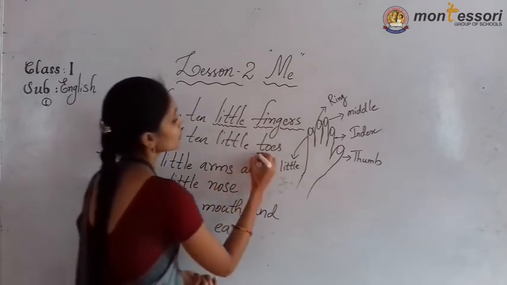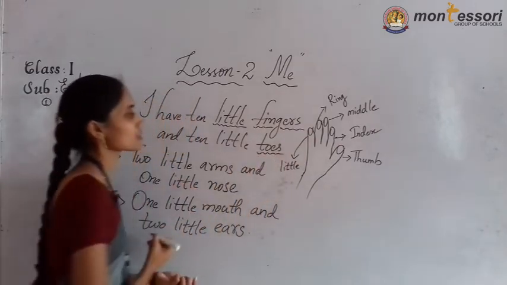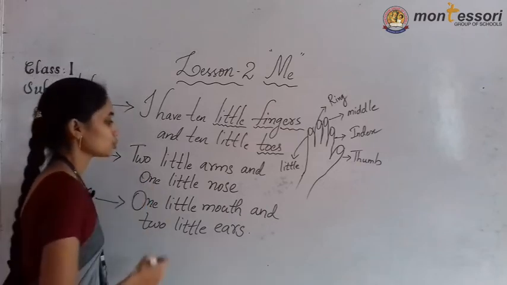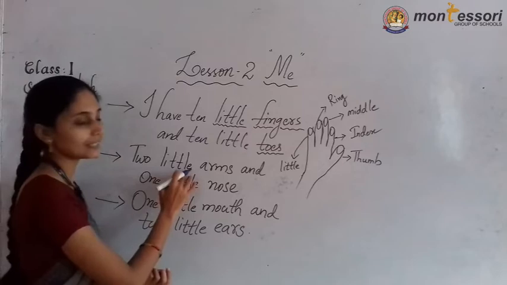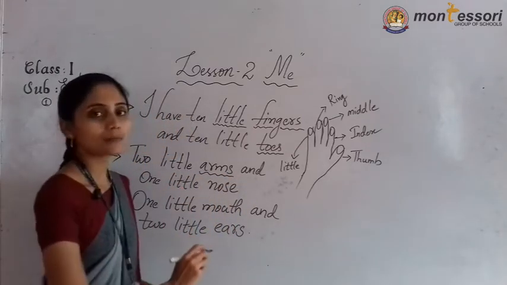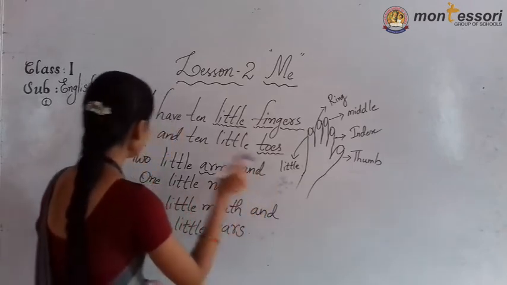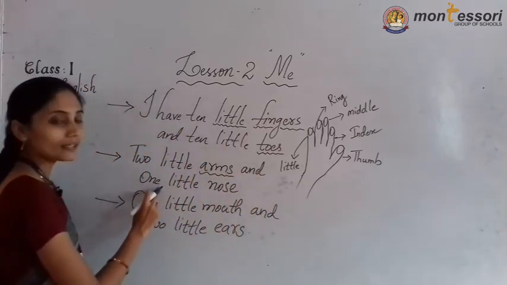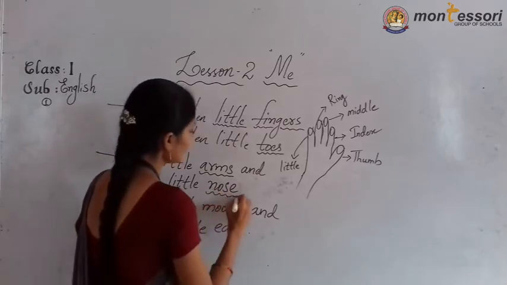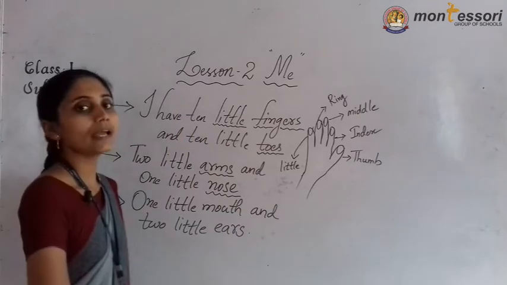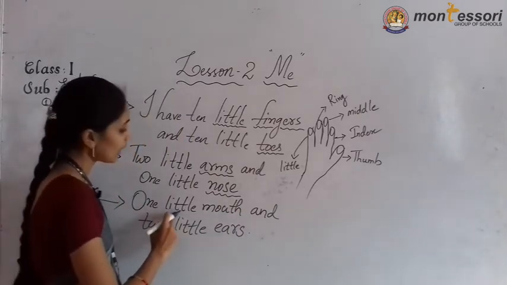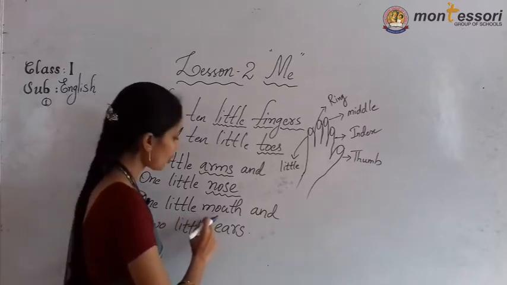Next, here, T-O-E-S, toes. Next, T-W-O, two. L-I-T-T-L-E, little. A-R-M-S, arms. A-N-D and O-N-E, one. L-I-T-T-L-E, little. N-O-S-E, nose. O-N-E, one. L-I-T-T-L-E, little. Mouth.